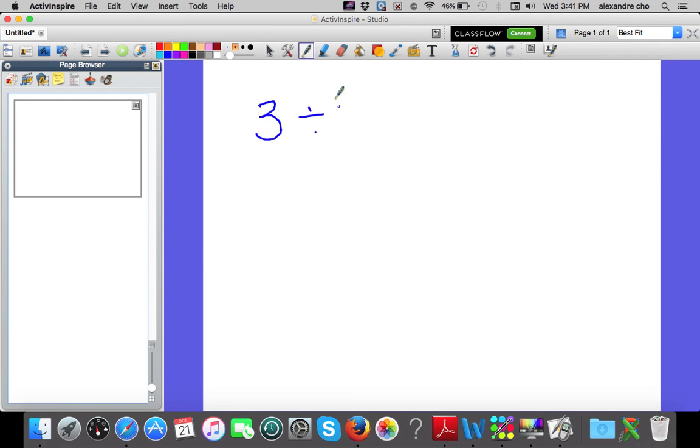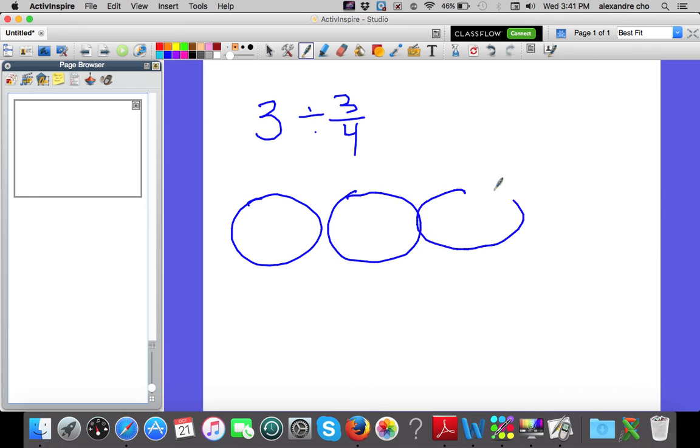3 divided by 3/4. You can still think how many 3/4s are in 3. So this one, let's draw circles because I already started. So 1 circle, 2 circles, 3 circles. And the denominator here tells me I'm going to break them into 4s. Break them into 4s, and break them into 4s.